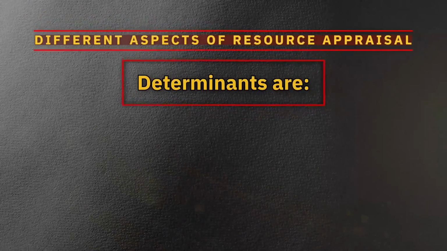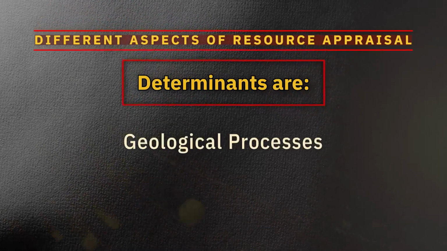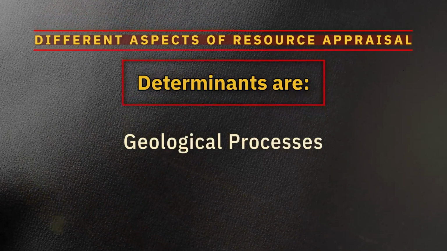Do you understand, my students? I think it is clear to you. Now again, there are determinants for the quantity and quality. For example, geological processes. The earth has been formed by some endogenic processes, that is folding, faulting, volcanic movement, volcanicity, earthquakes, etc.